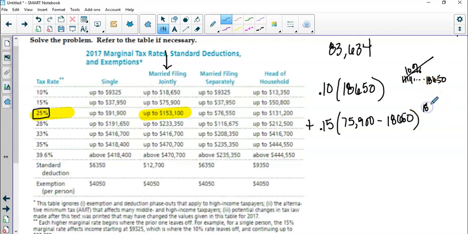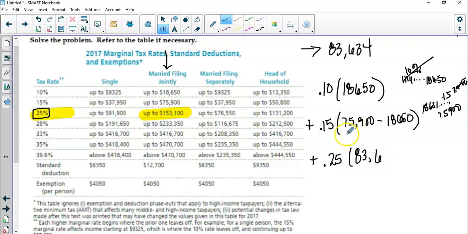So $18,651 up to this amount, right? All of these dollars that are in here in that range, 15% is going to come off that range, right? The distance between there. How many dollars do you have in between 18 and change and 75 and change? Finally, I'm not going to go up to 153. They shouldn't have to pay tax on 150,000 because they didn't make 150,000. So now I just got to go up to the 83,634.